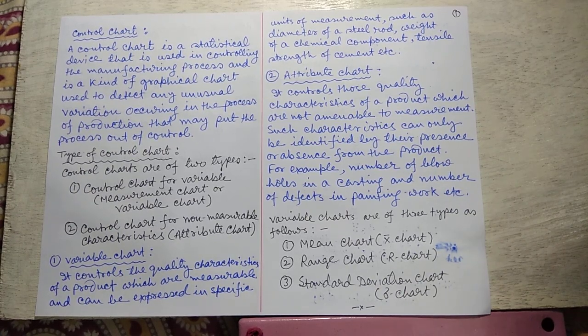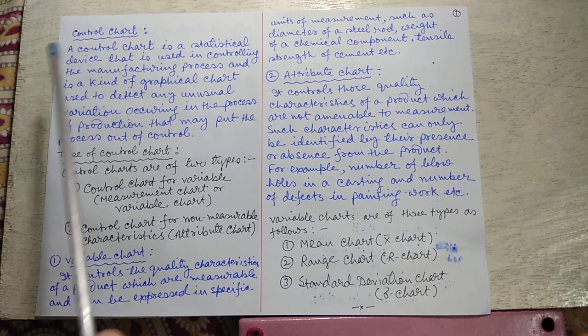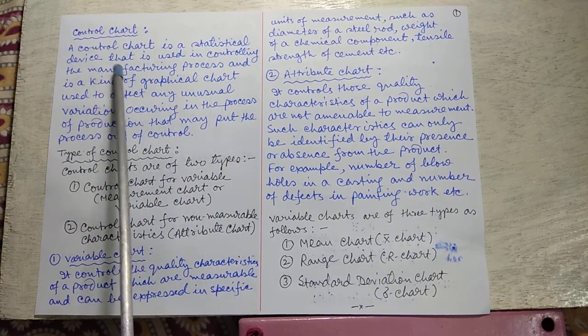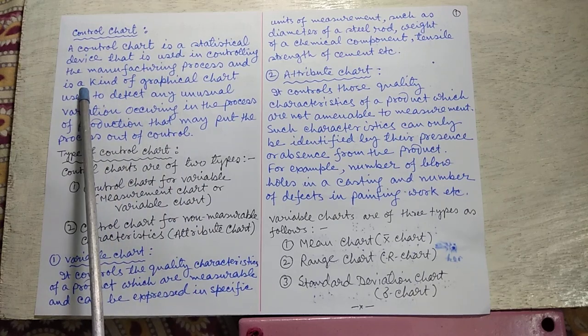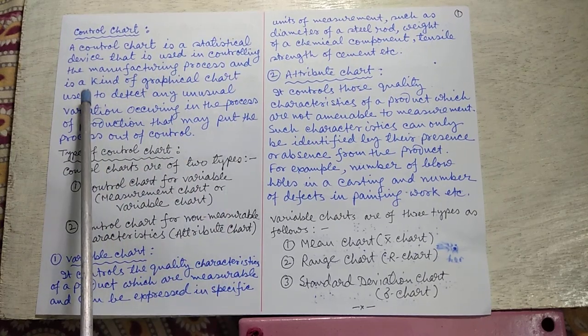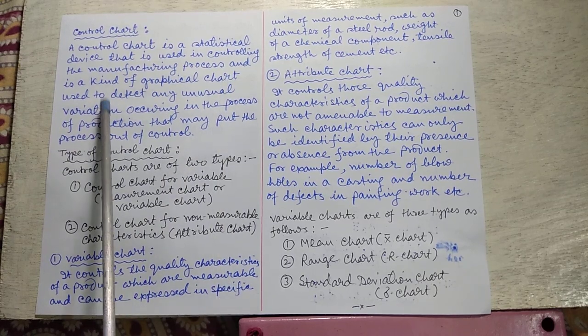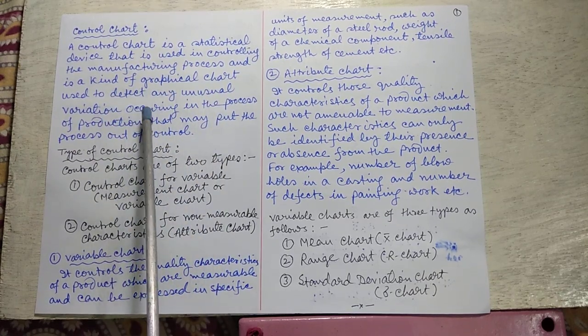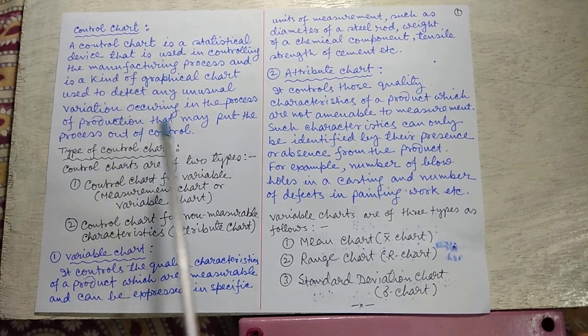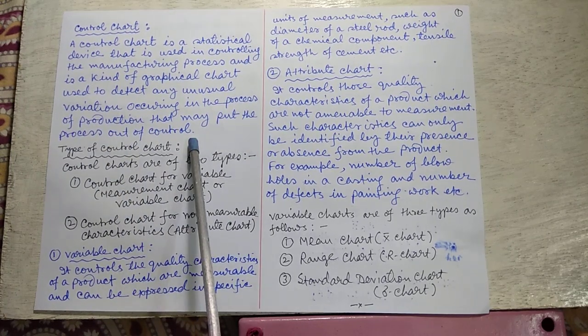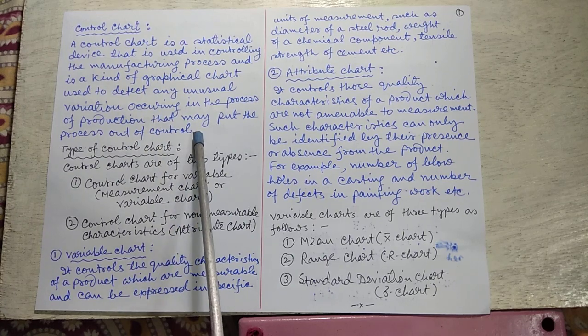Today, I am going to discuss control chart. Now, you know that control chart is an important device for statistical quality control. Now, what is a control chart? A control chart is a statistical device that is used in controlling the manufacturing process and is a kind of graphical chart used to detect any unusual variation occurring in the process of production that may put the process out of control. So you have to remember this definition.